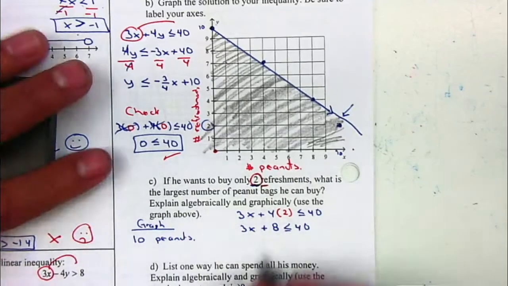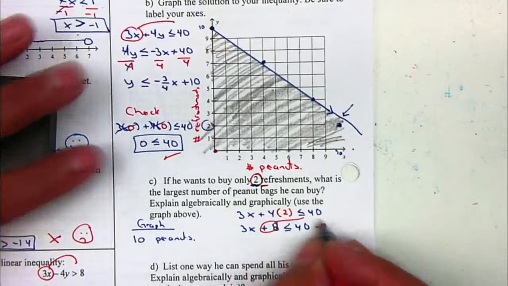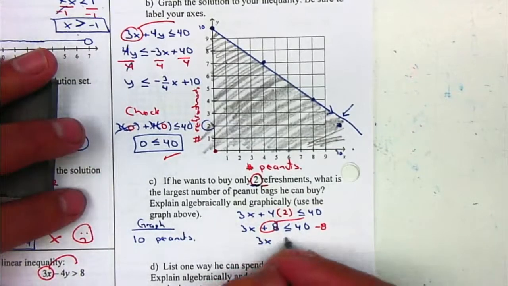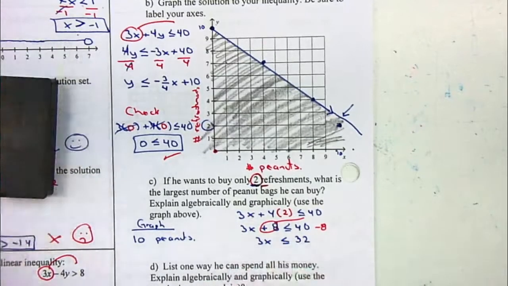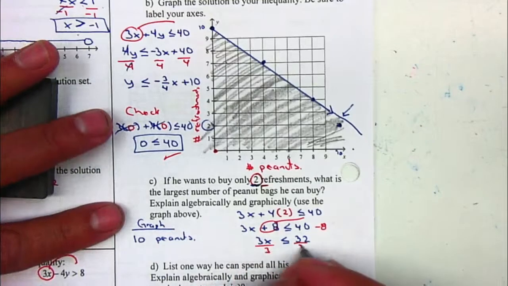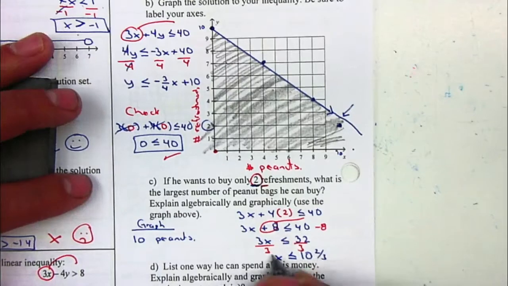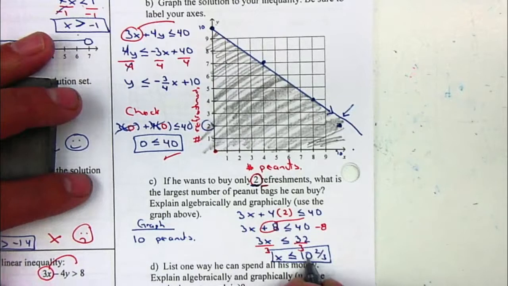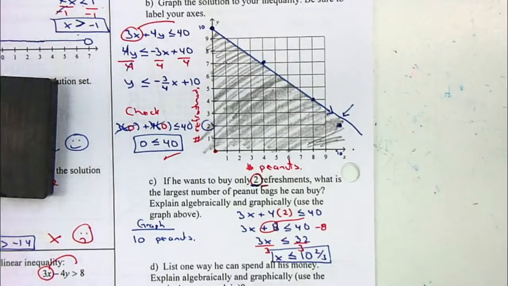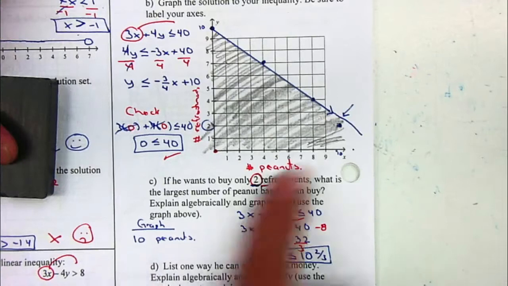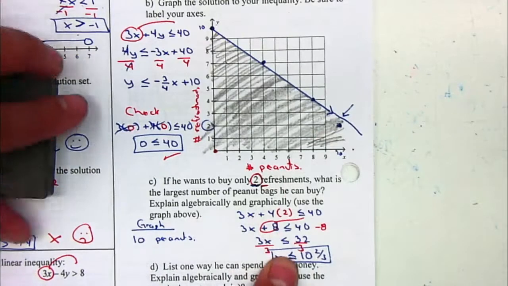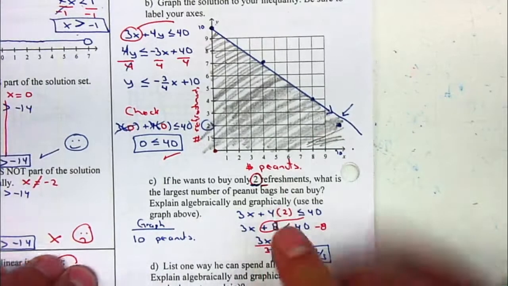Move the 8 to the right, becomes a negative 8. So it gives me 3x is less than or equal to 32. I'm going to divide by 3. So therefore, x has to be less than or equal to, 3 goes into 32 10 times, with a remainder of 2/3. So the maximum number that you can get is 10. So you do it graphically by using the graph, and algebraically by using the equation.